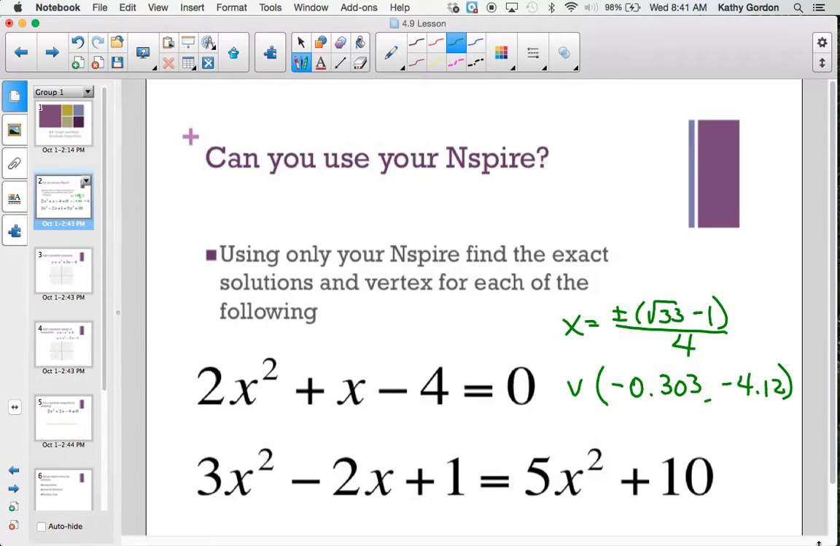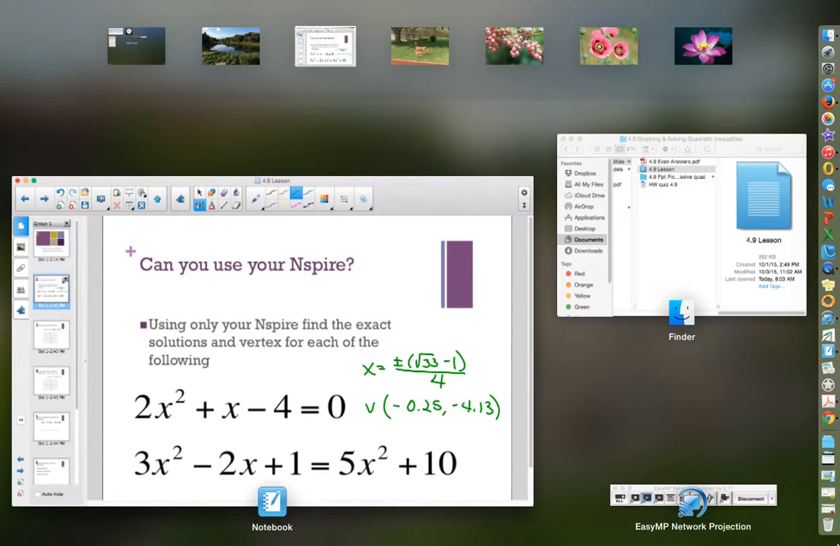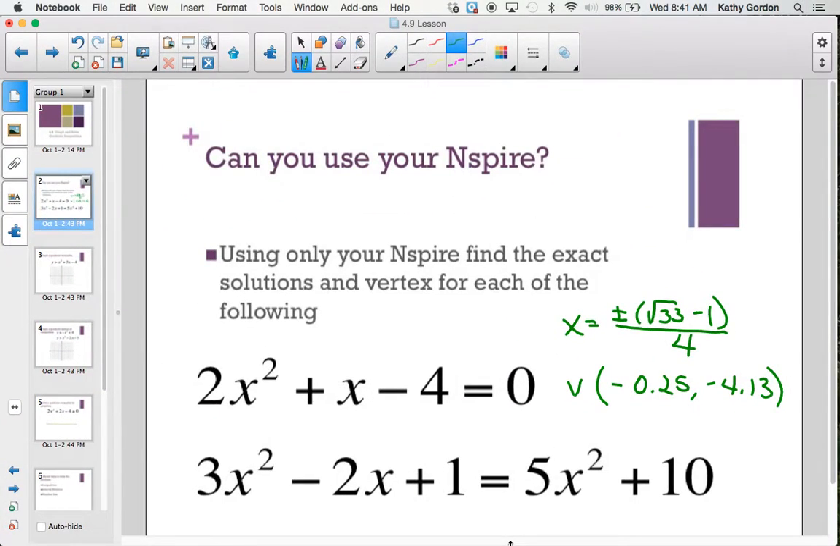Okay? Aaron, tell us how you got your vertex. I got negative 0.25 and negative 4.0. Let's try this again. So the x coordinate was what? Negative 0.25. Okay, and then y coordinate's what? Negative 4.13. Okay, that looks better. How did you get that?